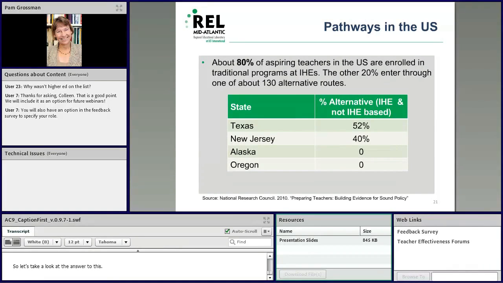So 80% of aspiring teachers in the U.S. overall are still enrolled in traditional programs. The other 20% enter through one of many, at least 130, and it probably is growing, alternative routes. But the story differs dramatically by state. So just as an example here, you'll see that New Jersey, which was one of the early providers of a state-based alternative route program, has roughly 40% of its teachers entering through alternative programs, whereas Alaska and Oregon have none because they don't have alternative route programs. Texas has over half of its teachers coming through alternative routes. So there's really quite a bit of variability by state and context about which teacher pathway they're entering from.